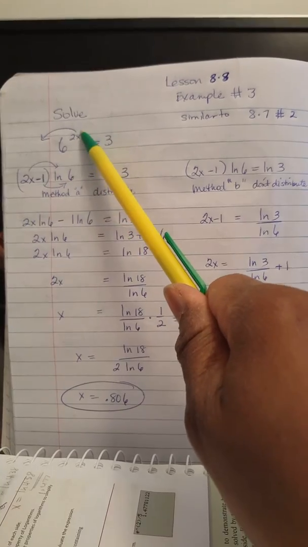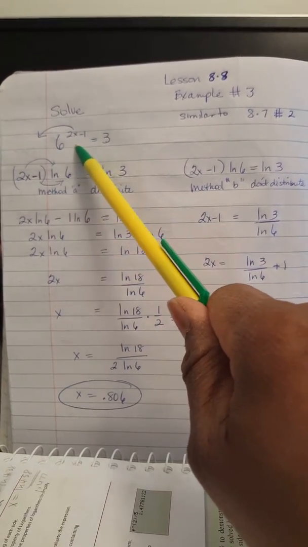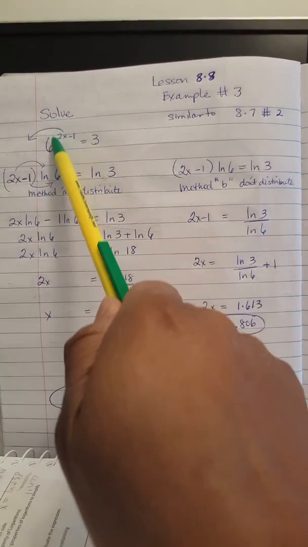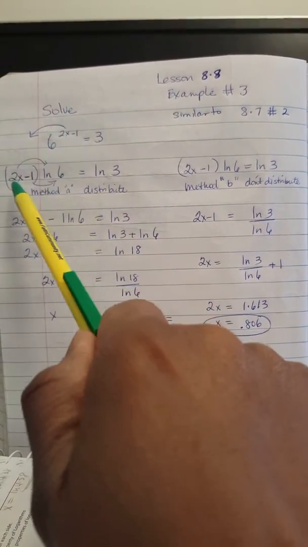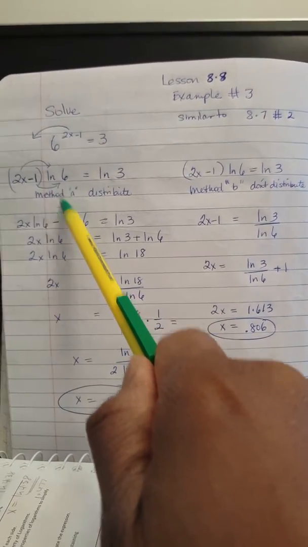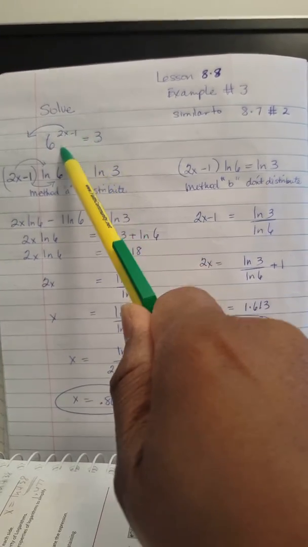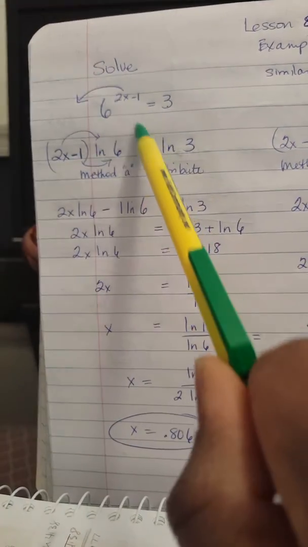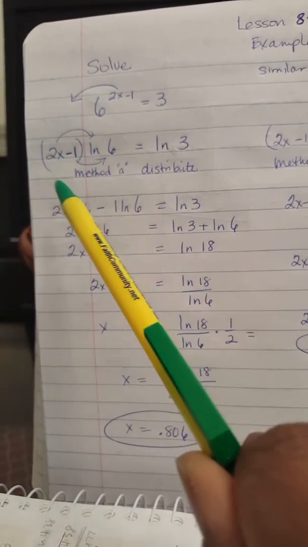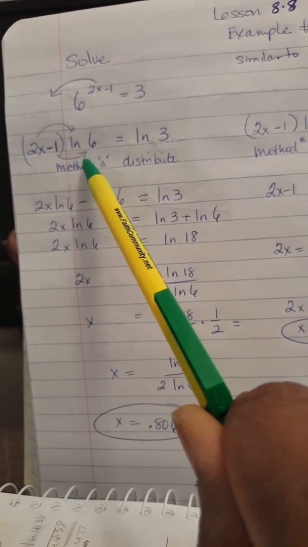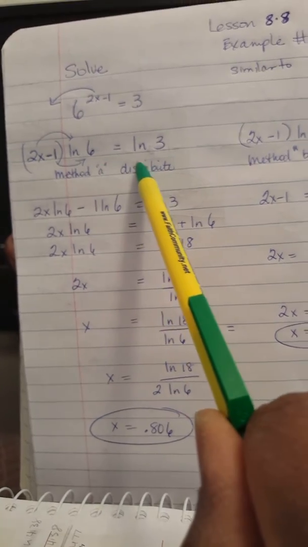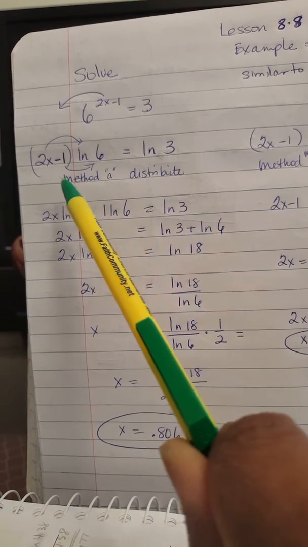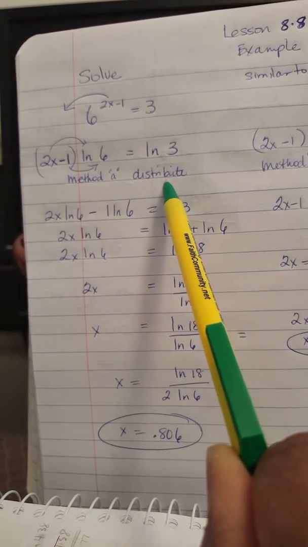The problem is solve 6 to the 2x minus 1 equals 3. For the first method, we know from the exponential property of logarithms, we're going to use natural logs. They have the same properties as logarithms. This exponent, 2x minus 1, needs to be brought to the front, and then a natural log applied to the 6. Whatever you do to one side of the equation, you have to apply the natural log to the other side as well.